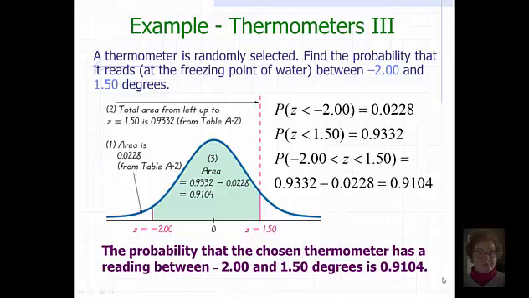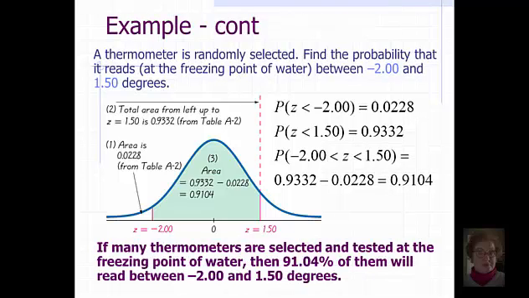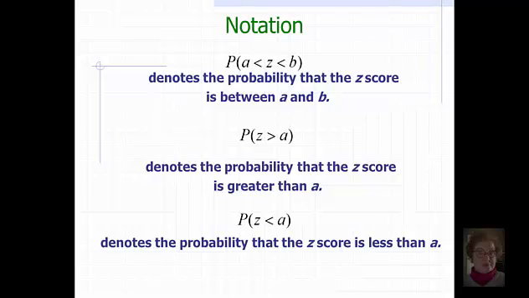So here we have the example that we just did on StatCrunch. What you would need to do, if you want to do it on the table, is find the total area to the left of 1.5 and subtract the area to the left of negative 2, and then you would calculate the area in between, and it's the same thing that we got on StatCrunch very easily. And so again, I highly recommend you use StatCrunch for these calculations. And here's the notation.